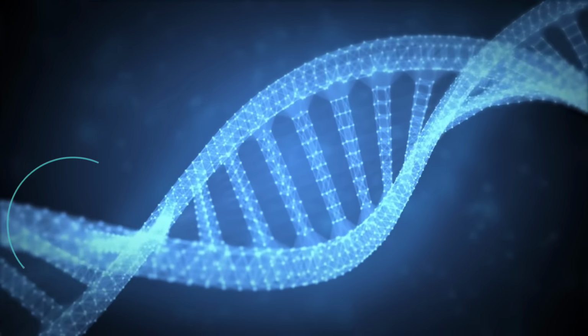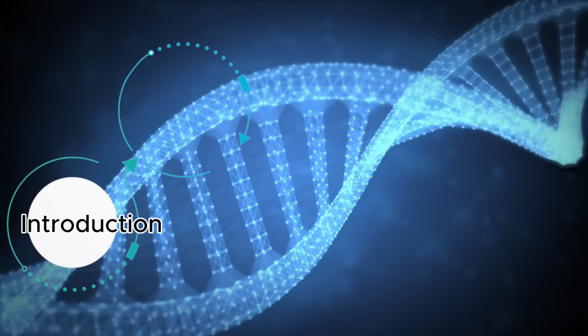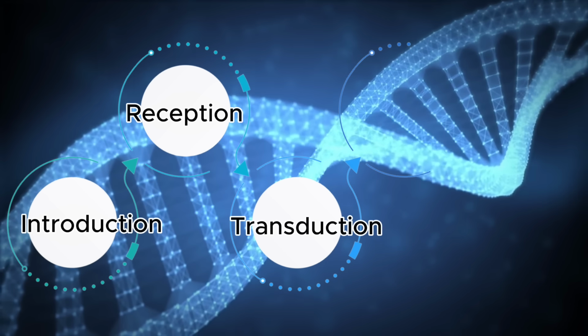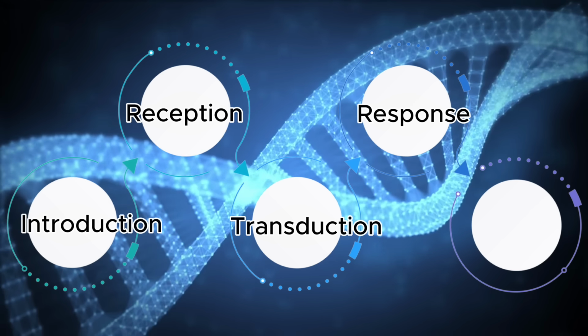So this chapter is largely divided into 5 sections. 1. Introduction to cell communication. 2. Reception. 3. Transduction. 4. Response. And 5. Apoptosis. Yeah, the 5th one is a bit strange to be included here, but it does make sense once you get there. So let's begin with a bit of an introduction first.